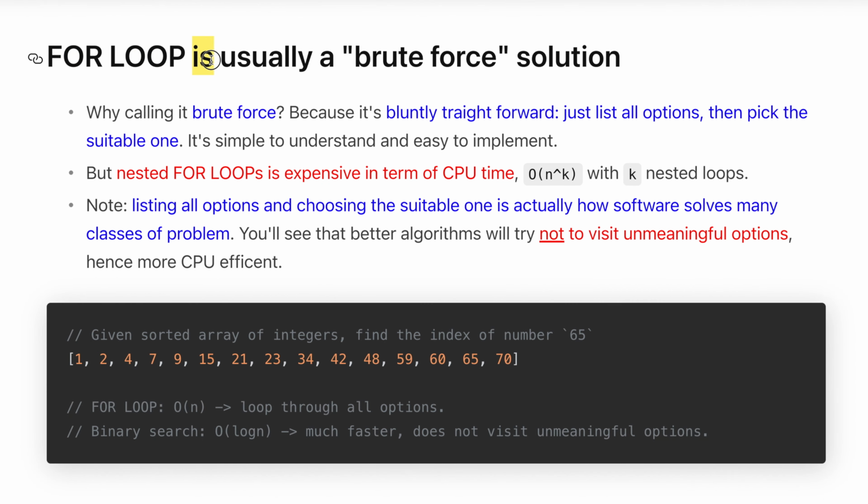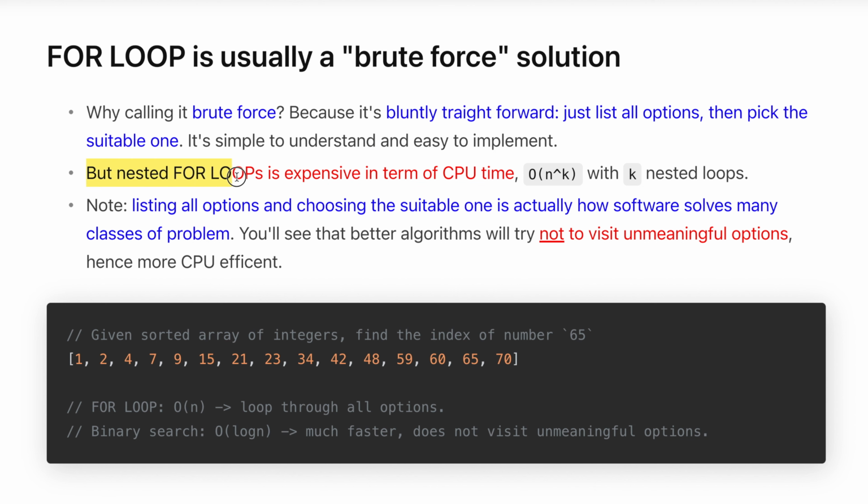Lastly, we want to talk about why a for loop is usually called a brute force solution. It's usually called brute force because it's bluntly straightforward. It's very simple. It lists all the options and then we pick the suitable one. It is very simple to understand and easy to implement. But there's a catch here.